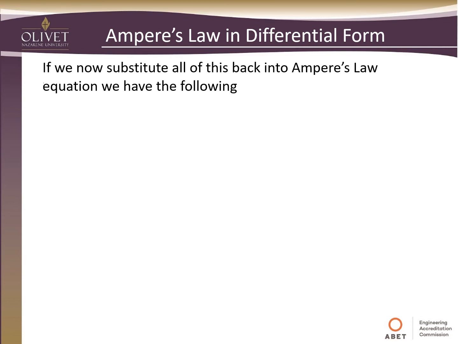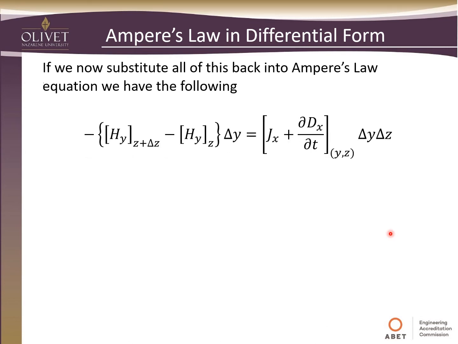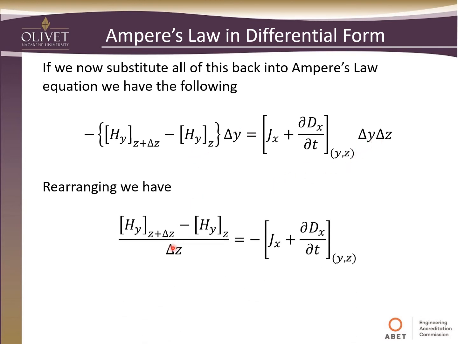So now we've got all the components. Now we can put these back into our original Ampere's equation. So this is the left side, the integration or the summation of the magnetic field around our loop. And then this side is the summation of the total current through our surface, both real current and displacement current. So we can rearrange this just a little bit. The delta y's cancel out, and we can bring the delta z over to this side, divide both sides by delta z, and we're left with this equation.